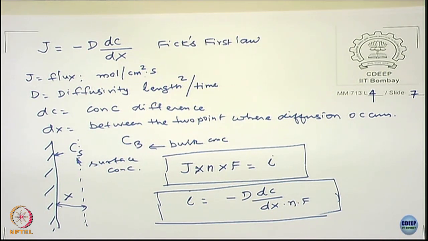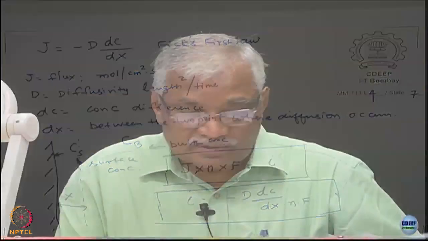Easy equation. See, if you know the number of moles, can you not convert that into current? This number of moles per centimeter square per second is a rate, no? It's a rate of reaction. So, how do you convert that into current? Is the equation correct or incorrect? Can somebody point out? Correct. How do you get this?